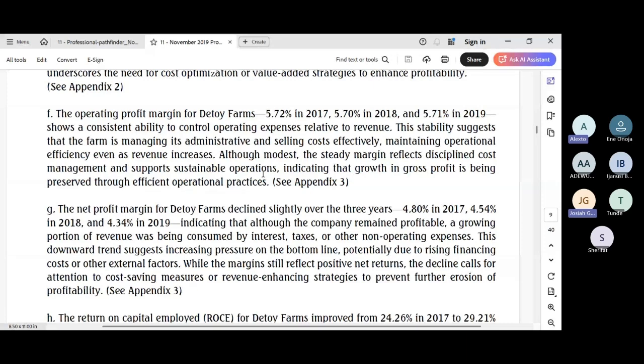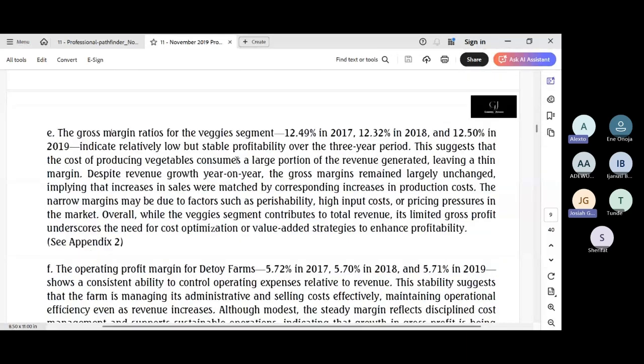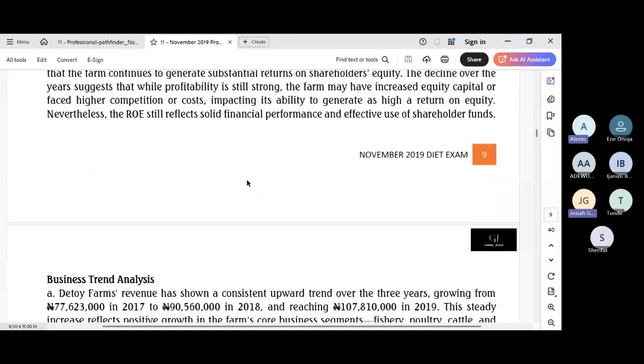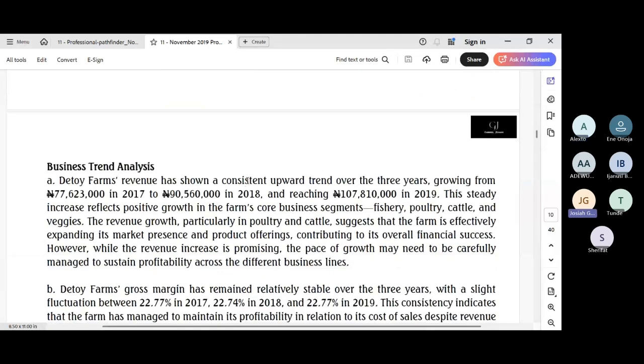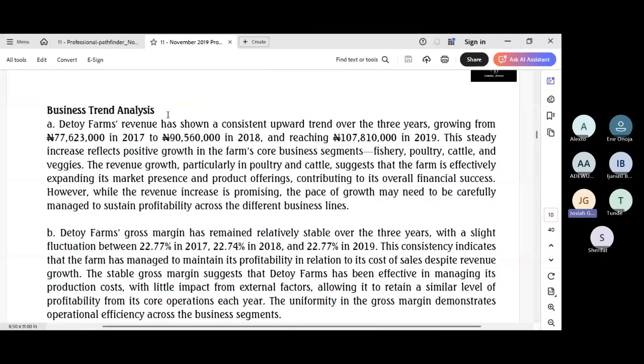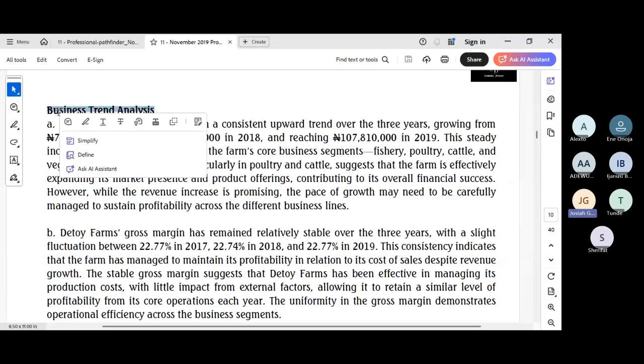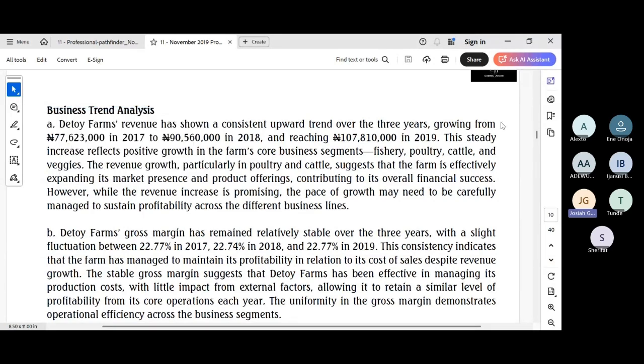Okay. So we are done with professional tools. Let's go and explain using our analytical skills. And the third header is business trend analysis. You could call it trend analysis. You could call it anything that comes to your mind as a header, but let it resonate with the analysis you are performing. So we're saying that Detoy Farms has consistently performed upward for 3 years.